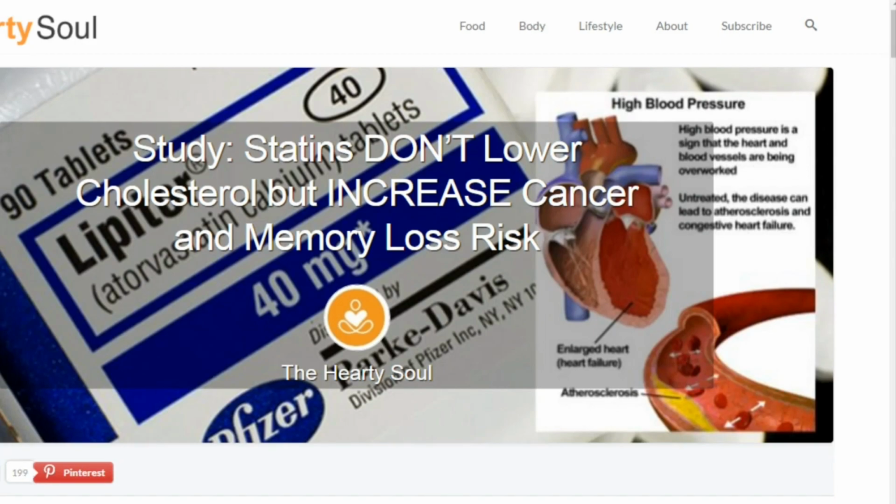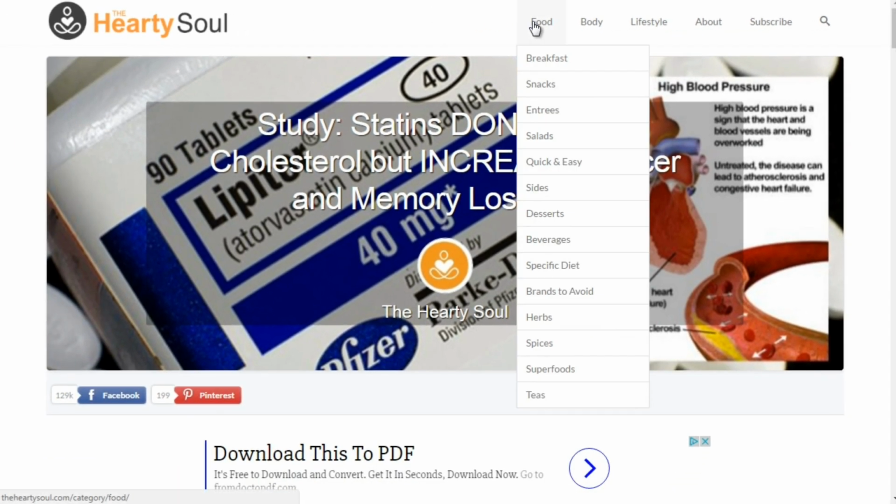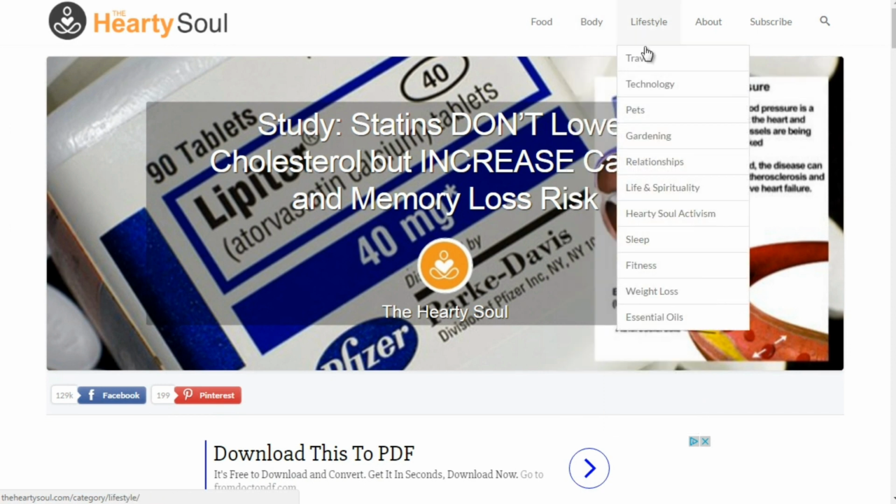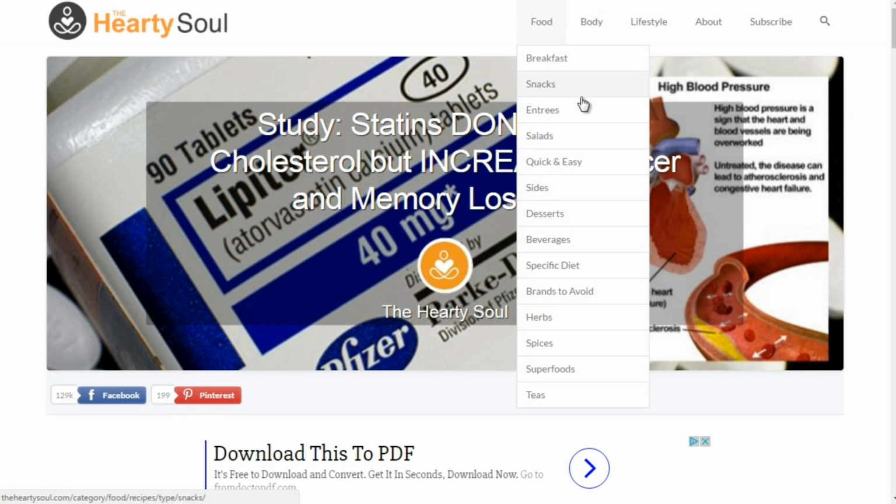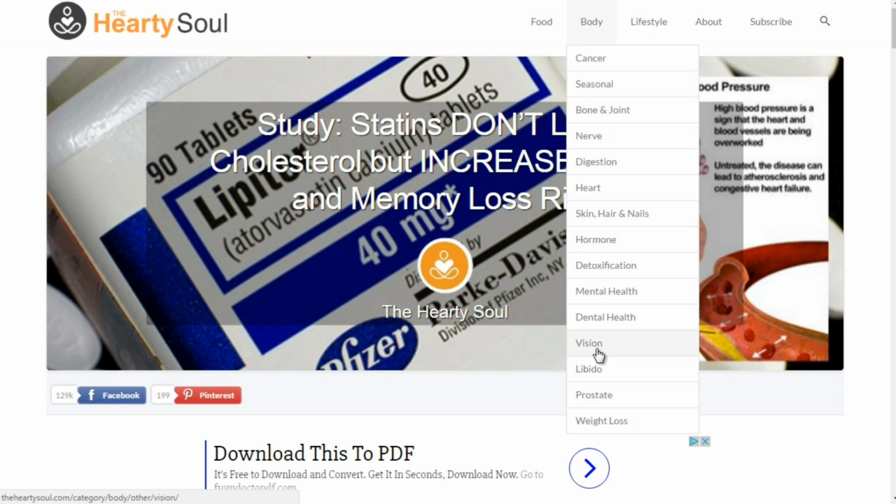So if we go here, it's theheartysoul.com, and we can see they have different sections: one for food, one for body, one for lifestyle. It's just these three categories, and then they have subcategories within each. For example, food, when it comes to lowering cholesterol: there's breakfast, snacks, entrees, salads, quick and easy meals, sides, desserts, beverages, specific diets, brands to avoid, herbs, spices, and more. You could even jot these down if you wanted to and categorize them.